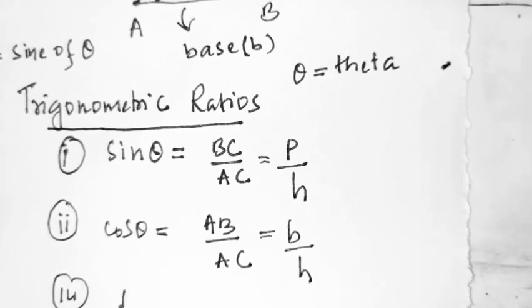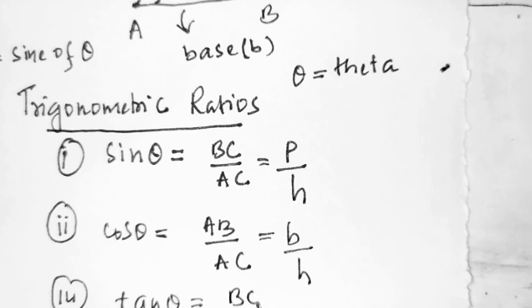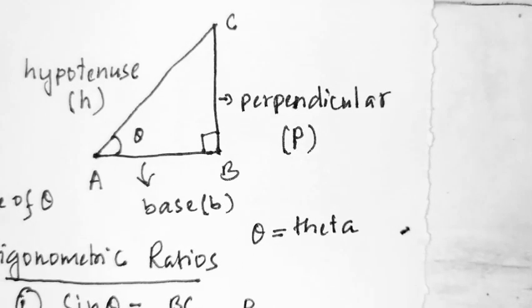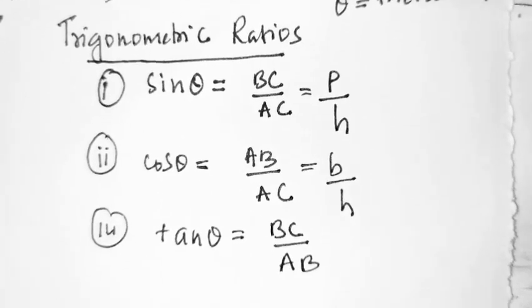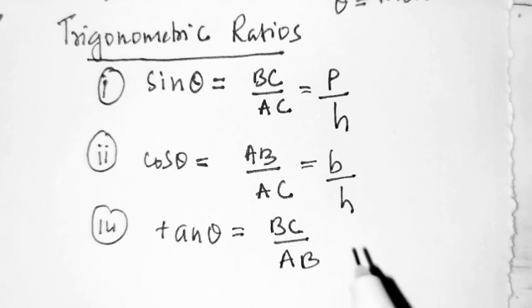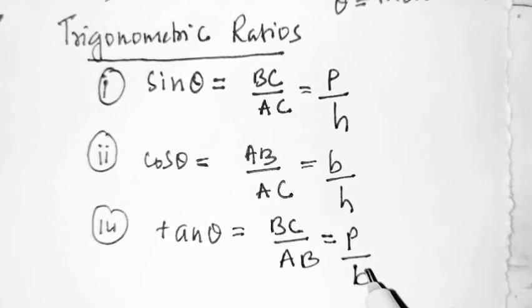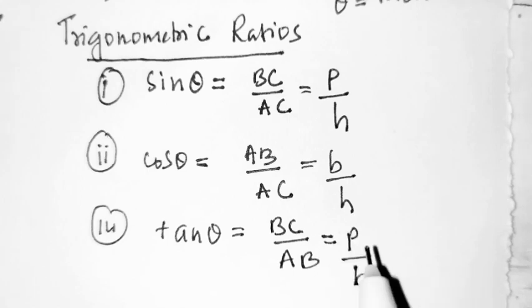So let me go to the next trigonometric ratio, that is tan theta, and tan theta will be BC divided by AB. Now if I look into the figure, here BC is the perpendicular and AB is the base. So from there I can say tan theta is nothing but perpendicular divided by base. Simply I can write it as P by B, P for perpendicular and B for base.